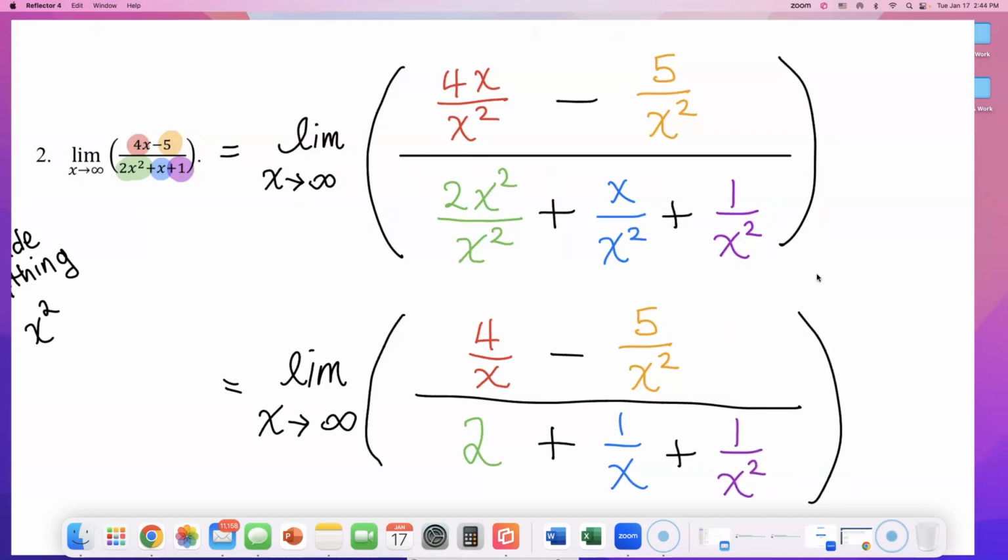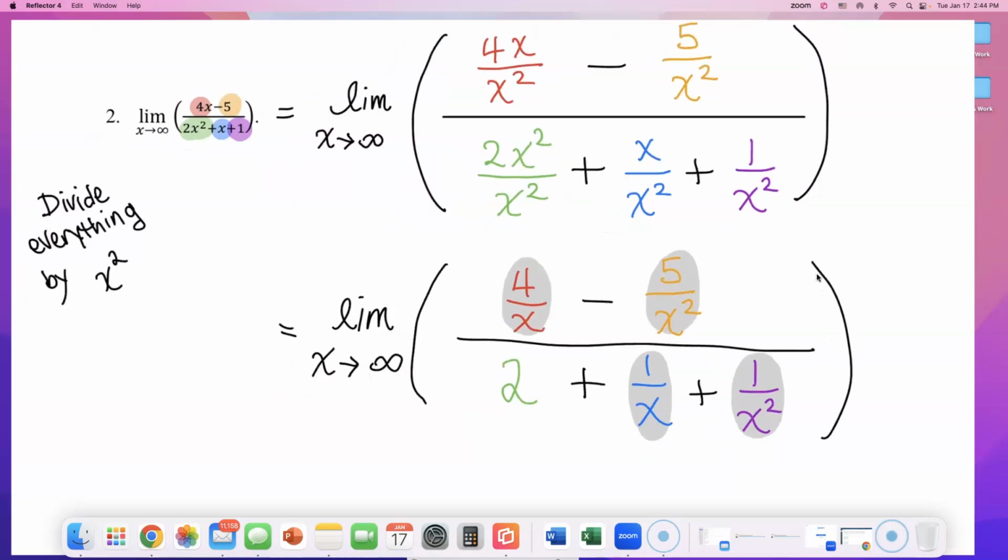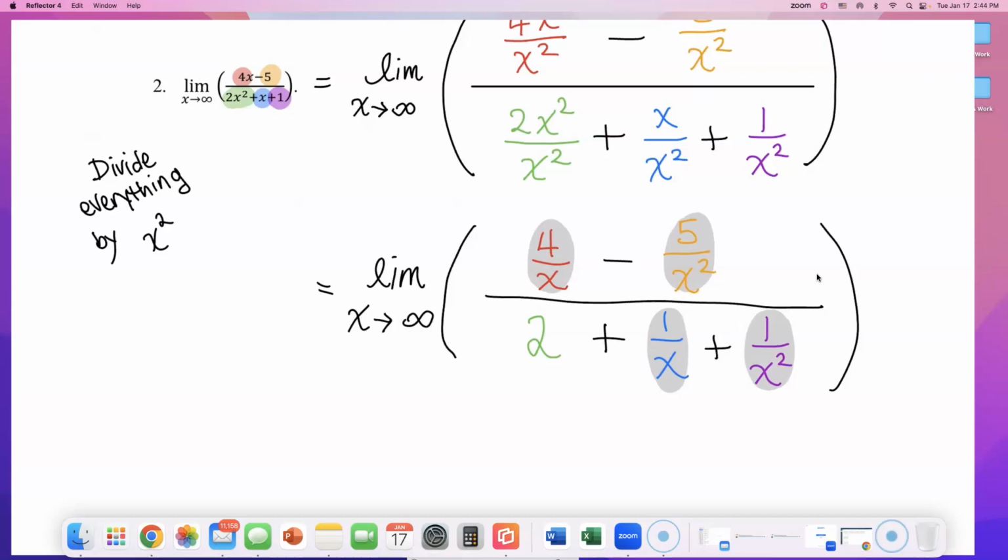All right, let's see. Anytime you have a number on top and x or its cousins like x squared or x cubed, that fraction is going to 0. So I'm going to highlight every fraction that's going to 0. This is going to 0, right? That's 4 over x. This is going to 0 because that's 5 over x squared. Okay. This is going to 0 because that's 1 over x. And that's also going to 0. Anytime you have x in the bottom of the fraction, and just a number on top, those gray things are going straight to 0. So what do I have left?